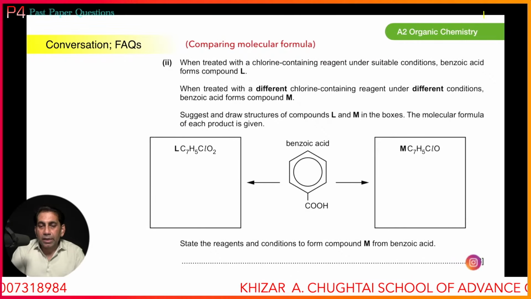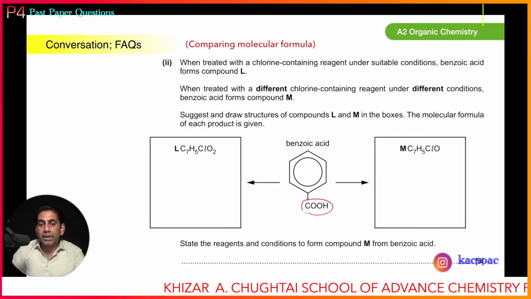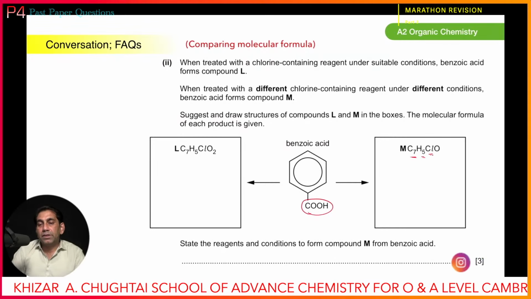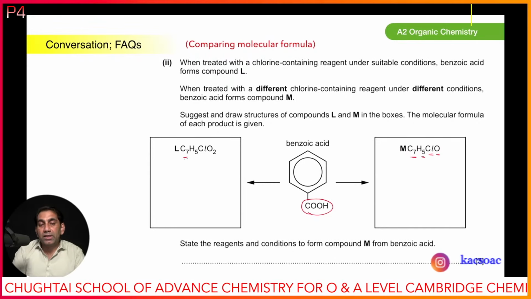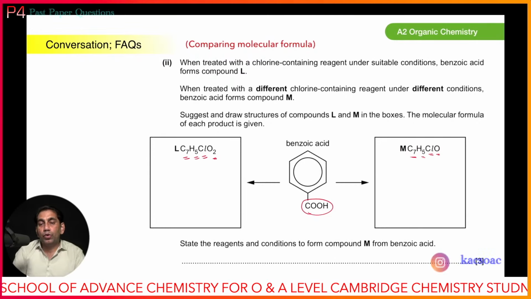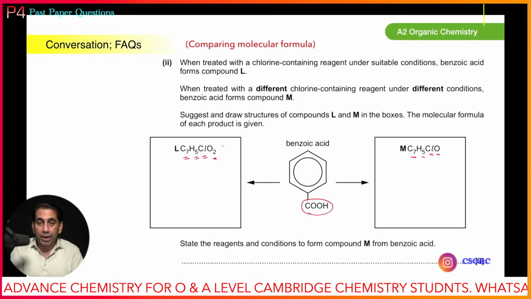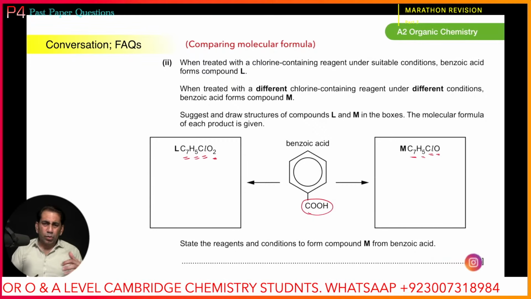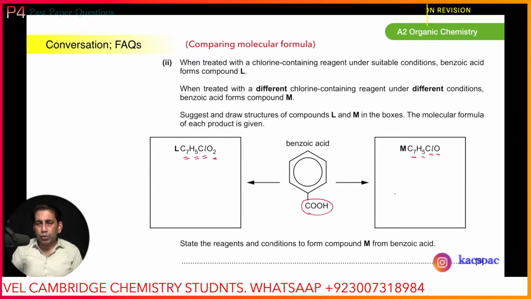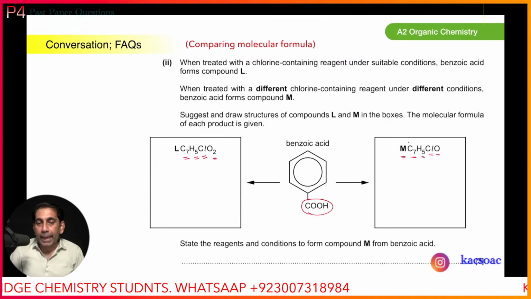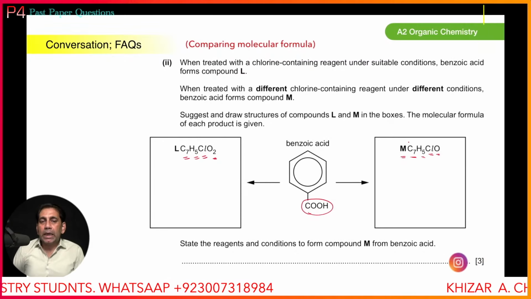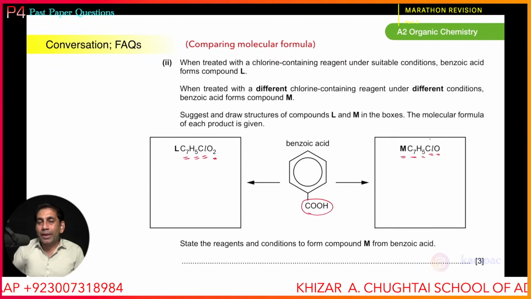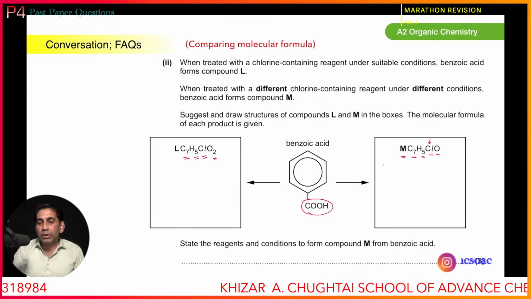Same is the case once again, having carboxylic acid, and now C7H5ClO, C7H5ClO2. The difference in both compounds is just 1 oxygen. So how to make these 2 compounds? How to make M? How to make this L? How to remove 1 oxygen and introduce 1 chlorine? Rest of the portion is the same.